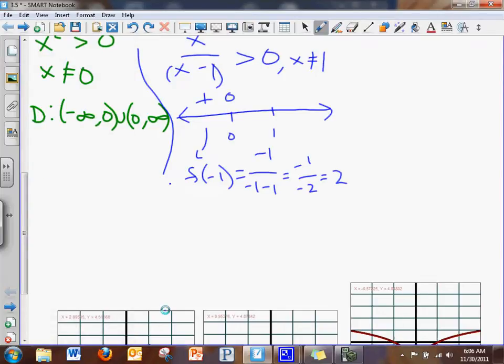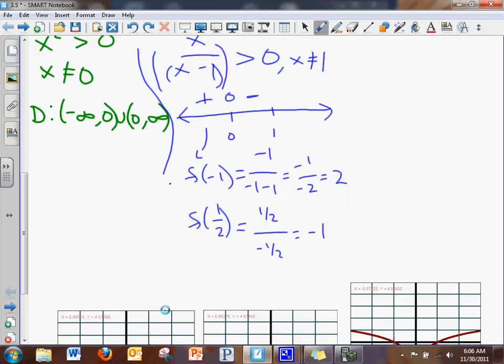All right, let's look at this middle interval between 0 and 1. I'm going to just test 1/2. So when x is 1/2, we're going to have 1/2 on top, and 1/2 minus 1 would be -1/2 on the bottom. That's going to be -1, a negative number. So that's not going to be in our domain because again, I want this function to be greater than 0.